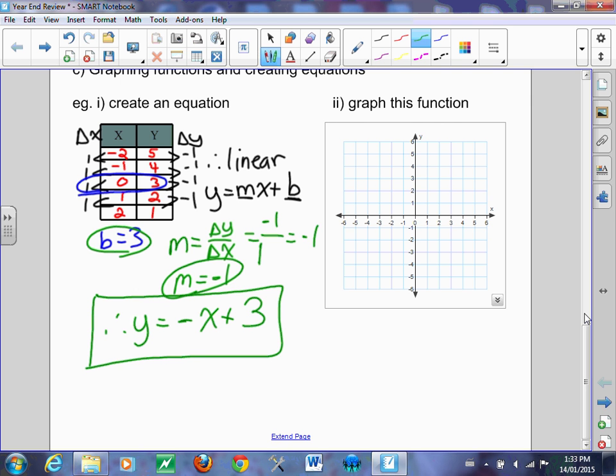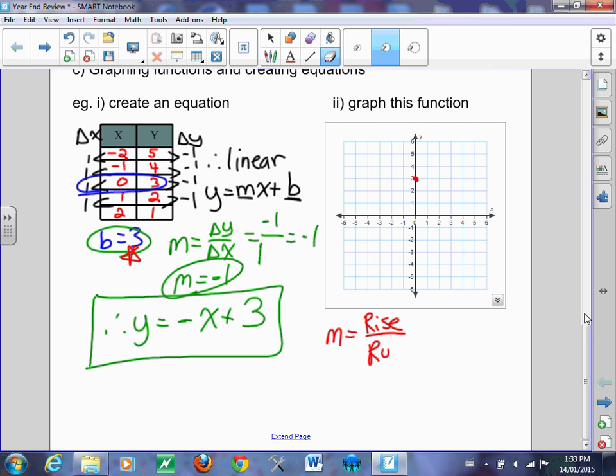Okay, now it says to graph this function. We already know that to start off with, our y-intercept is 3. So we're going to plot a point at 3. Our slope equals rise over run.